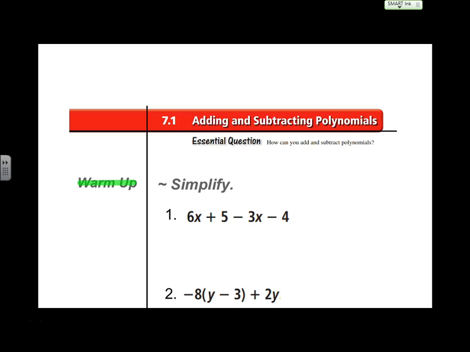Triangle, tri has 3 sides. Adding and subtracting polynomials. So many what? Well, we'll figure it out today.